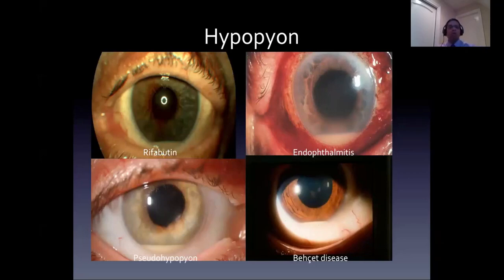So here's a picture of a hypopyon. How would I know what's causing the hypopyon unless I ask the patient, hey, have you been treated with rifabutin for the last 6 months for a Mycobacterium avium infection? So this patient has HIV and has been on rifabutin. So this patient got a rifabutin-induced or drug-induced hypopyon on the top left.